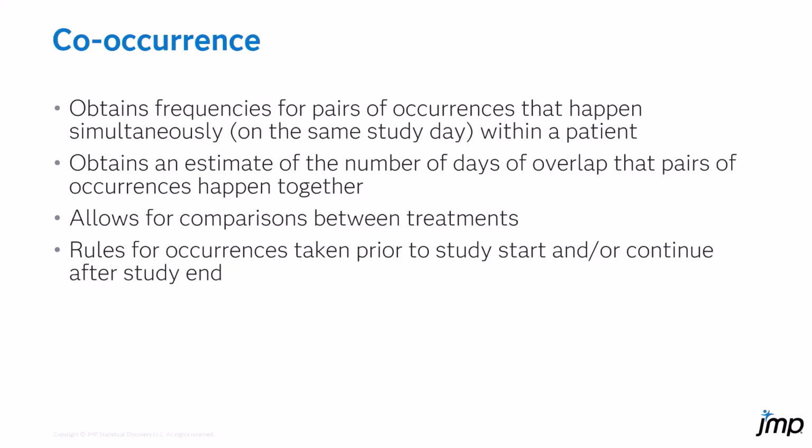So patients may have 2 medications. How likely are they to occur on the same day with each other? Or how likely are the medications and adverse events? How much time are they overlapping with each other? So the co-occurrence platform obtains an estimate of the number of days of overlaps for pairs of occurrences to happen together. So this is adverse events, medications, and deaths. And it will summarize these by treatment so we can get a sense of whether there is some impact of treatment on the likelihood of these things happening together.